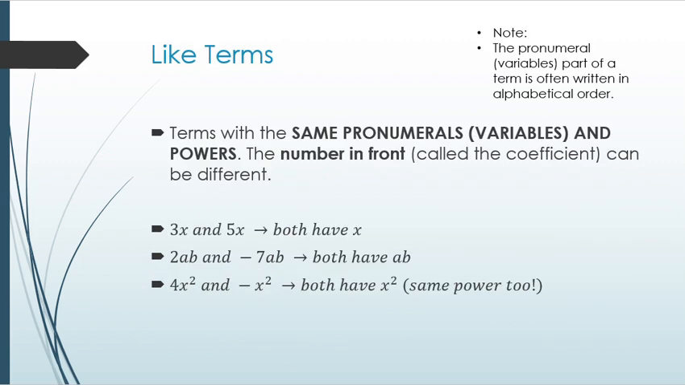Like terms. So terms with the same pronumerals, variables, and powers. Okay? So that's the key important thing. The number in front, called the coefficient, can be different. It doesn't matter what it is. I don't care. All that matters is that they have the same combination of the pronumerals and powers, okay?